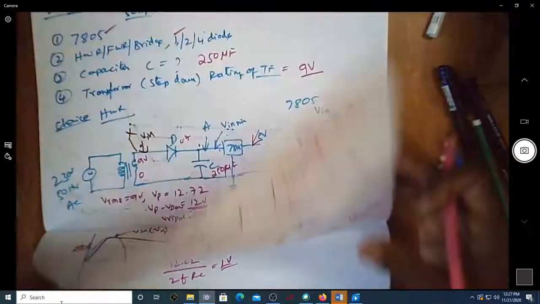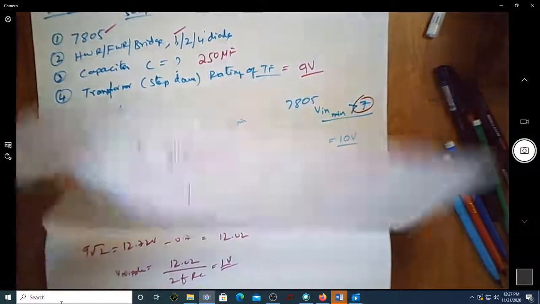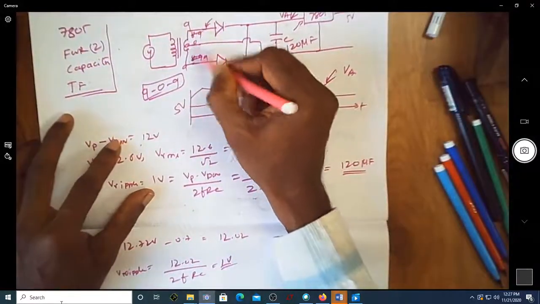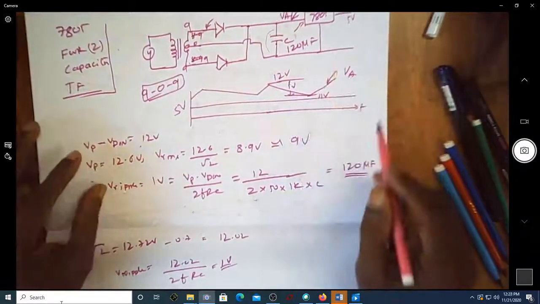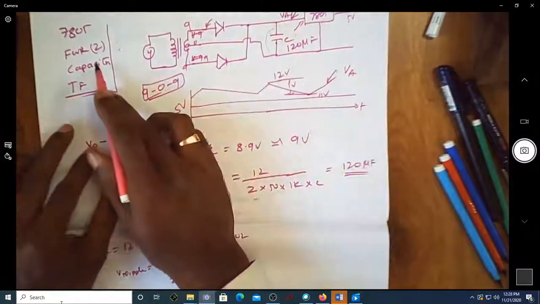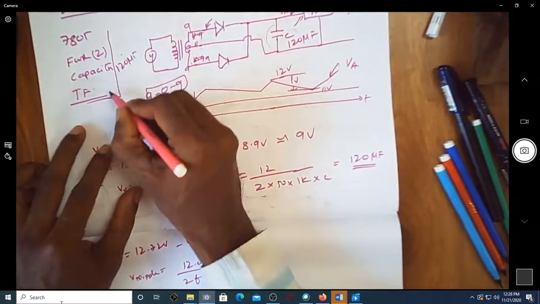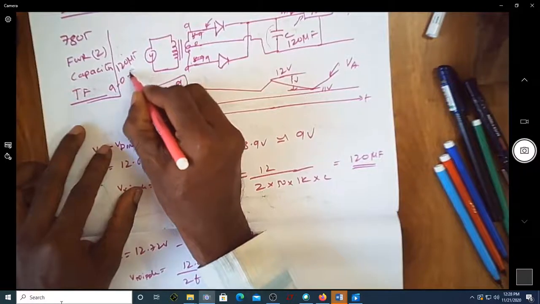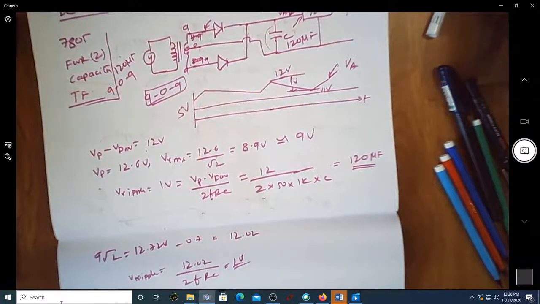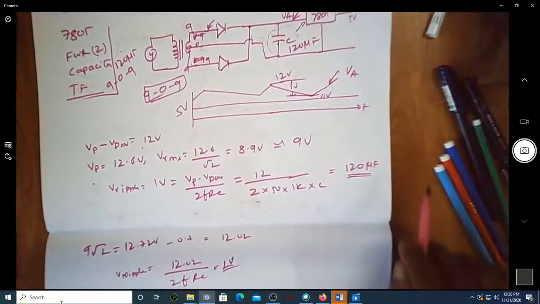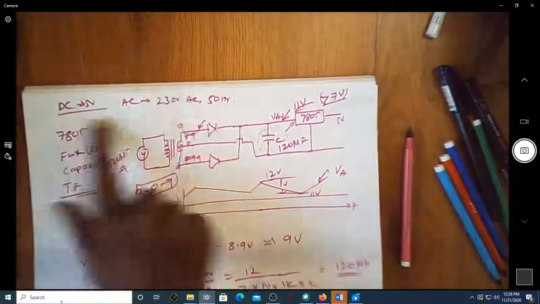The only difference between this and this is you need to have a 9-0-9 transformer, but the capacitance value is reduced by half because you need to use 2 diodes. Here the value of C is 120 microfarad. It is a 9-0-9 transformer with 2 diodes. This way we can do the design using the full wave rectifier also for the same specification.